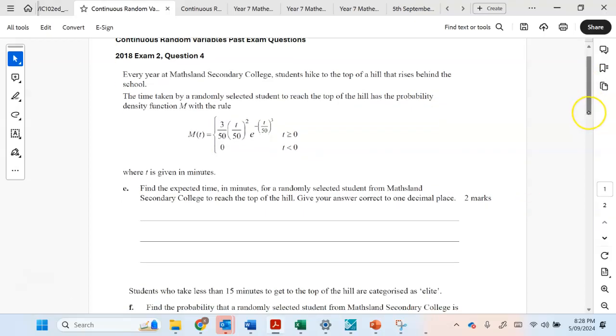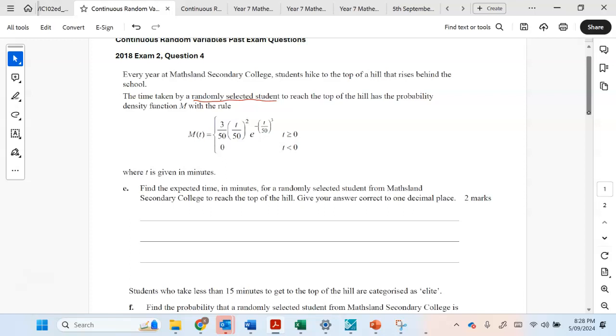Remember, when we see a function, that's the key thing that tells us it's continuous. But anyway, let's read the question. Every year at Mathsland Secondary College, students hike to the top of the hill that rises behind the school. The time taken by a randomly selected student, so this is just a randomly selected student, which will be important later, to reach the top of the hill has the probability density function m with the rule. Very complicated. That's okay.